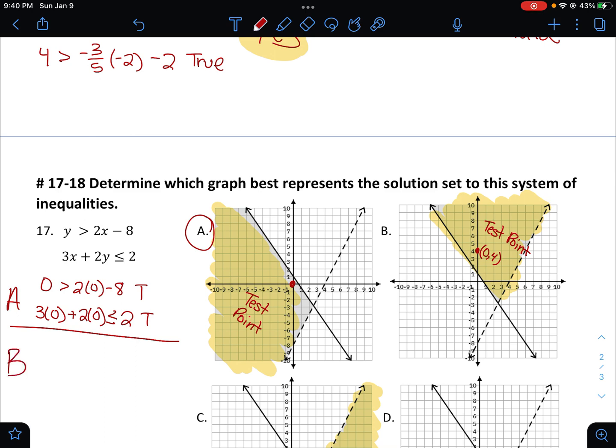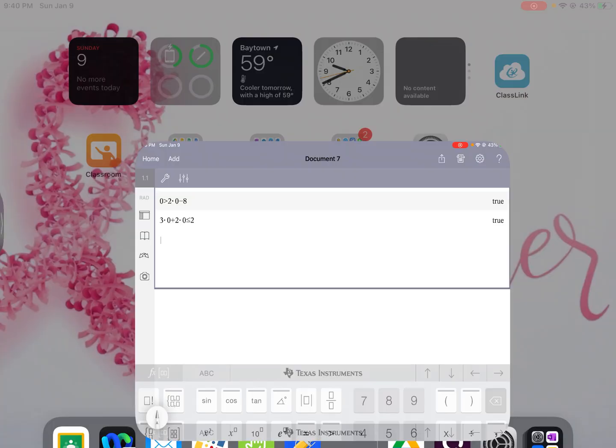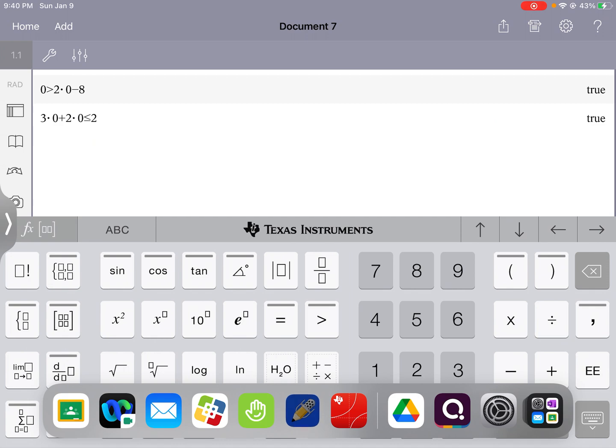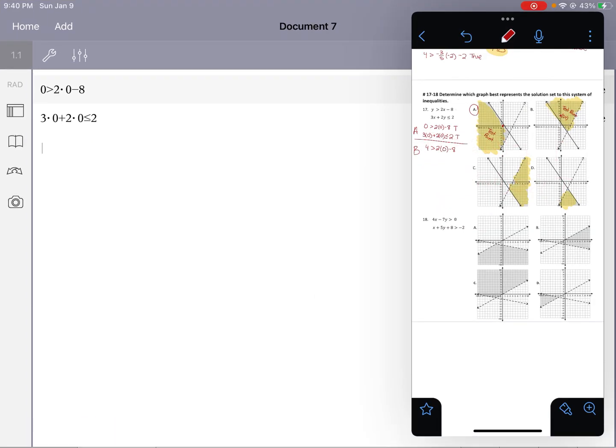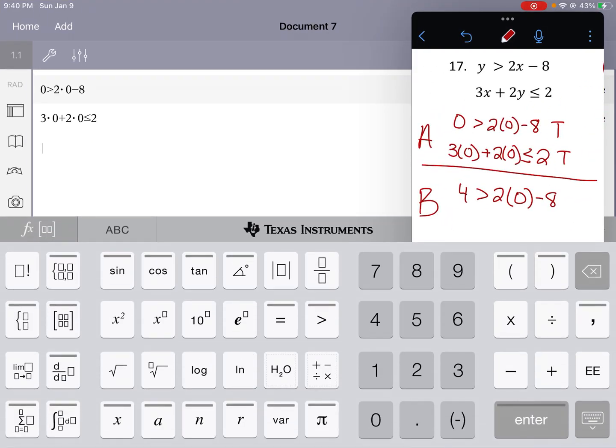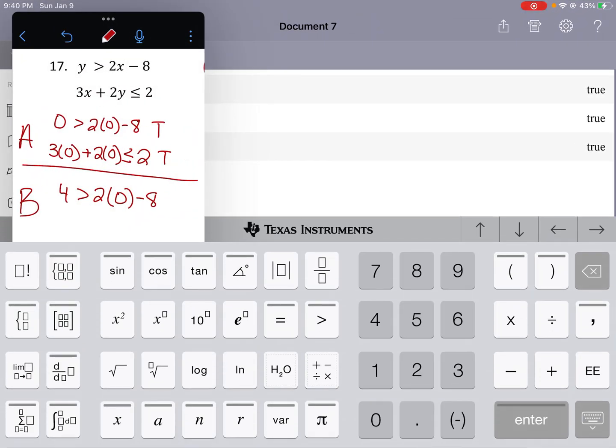If I go to answer choice B, we have 4 is greater than 2 times 0 minus 8. Go back to my calculator. Put my notes on top. Okay, so we have 4 is greater than 2 times 0 minus 8. Okay, it works in the first one, but you got to check both equations.